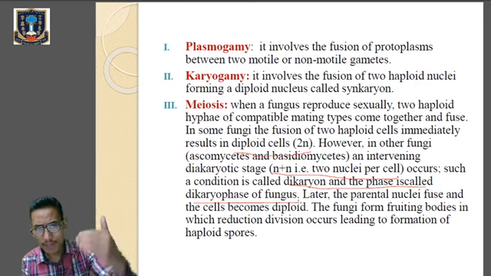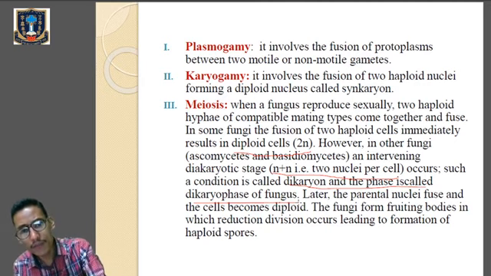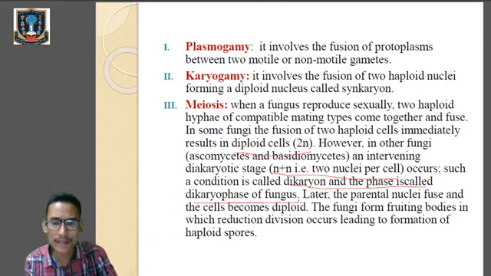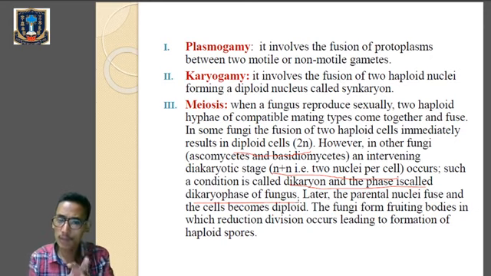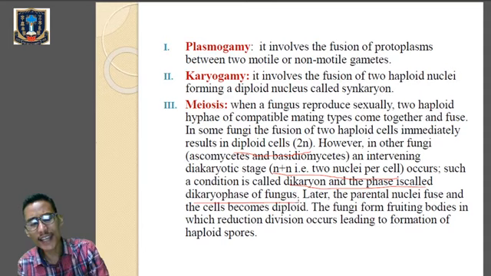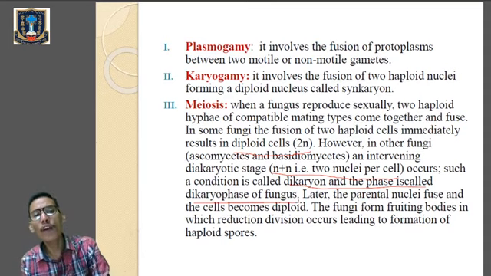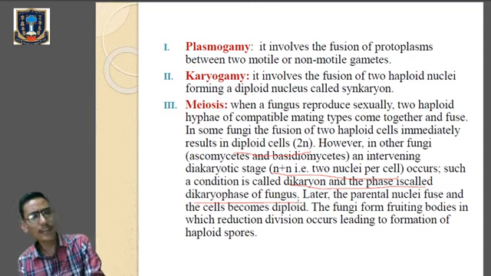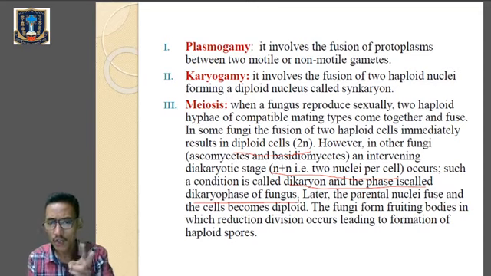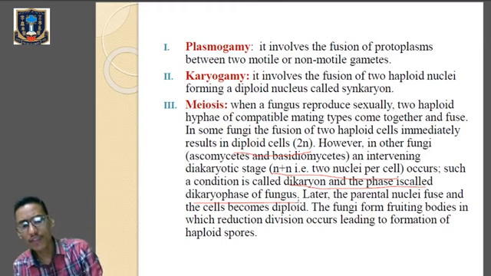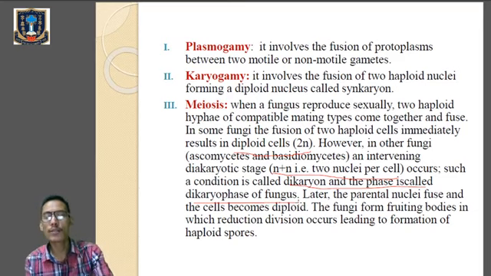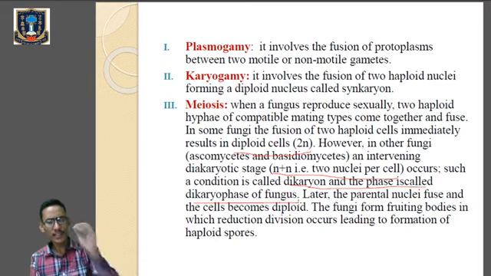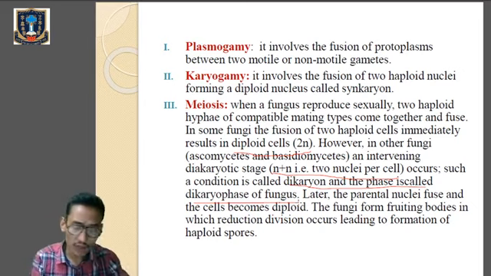Then meiosis. Whenever the haploid hyphae are compatible, those two haploid hyphae will fuse with one another and lead to the formation of diploid cells. However, there are certain fungi like Ascomycetes and Basidiomycetes where we will find an intervening stage between plasmogamy and karyogamy, where the cell will contain two nuclei per cell, N plus N, and such a condition is called dikaryon and the phase is called the dikaryophase of fungi. Afterwards the parental nuclei fuse and the cell becomes diploid. So these are the three steps in sexual reproduction in fungi.